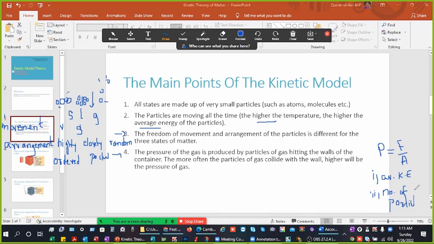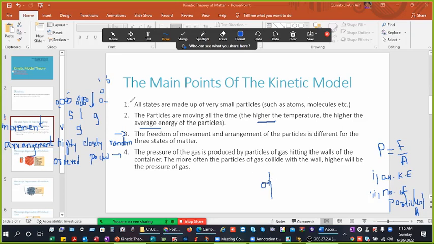Okay, number of particles per unit area. So the pressure of the gas is produced by particles of a gas hitting the walls of the container. The more often the particles of a gas collide with the wall, the higher the pressure of the gas. So if this is the wall of the container and these are the particles of the gas, they are going to collide with the wall and exert pressure on it.